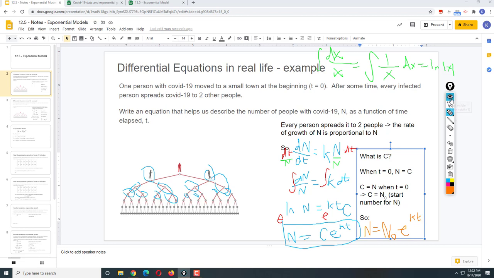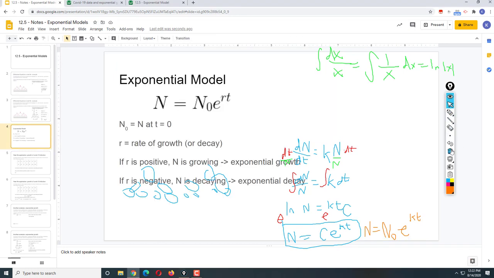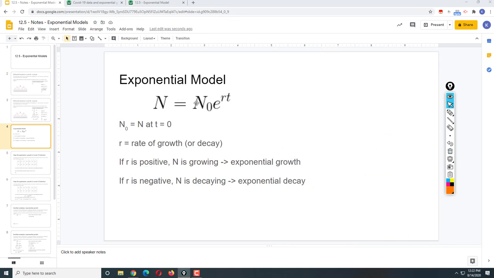Usually we use r for k, though k could be any variable. So here's our exponential model. N is equal to n naught times e to the rt power. When t equals 0, n naught is equal to n. R is the rate of growth or decay.